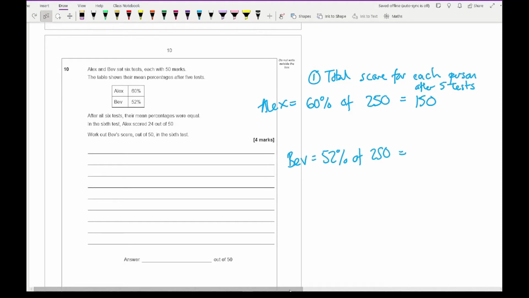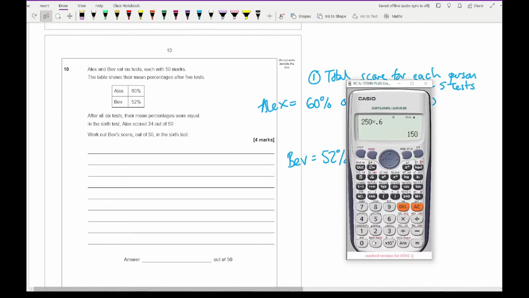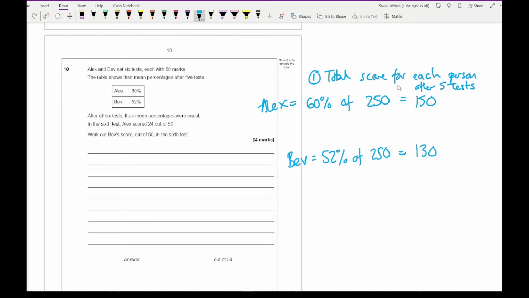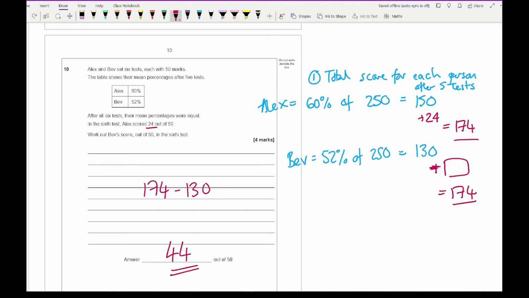So her total score in the 5 tests, if you add up all her scores, is going to be 0.52 times 250 equals 130. So in terms of this, it says that Alex scored 24 in his 6th test. So if I add 24 to this, I get 174. Now the question is saying, what do we need to add to Bev's score so that they both have the same total? So it's going to be 174 take away 130. So Bev scored, well, they did pretty well to get 44 out of 50.